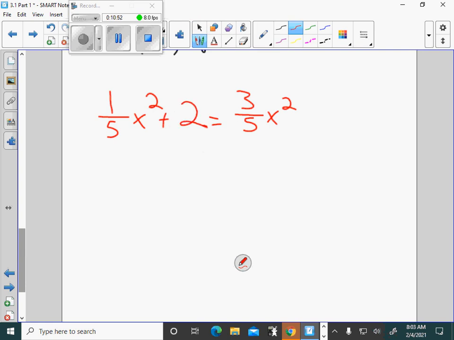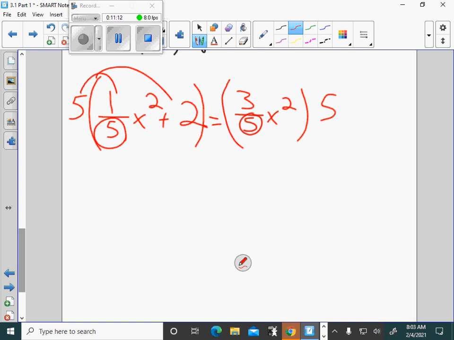Instead, I'm going to multiply this whole side by 5. Okay, why 5, Mr. Higgs? Well, then it gets rid of my fraction right here. If I multiply by 5 over here, it gets rid of that fraction. But remember, when I multiply by 5, I have to distribute to both sides.